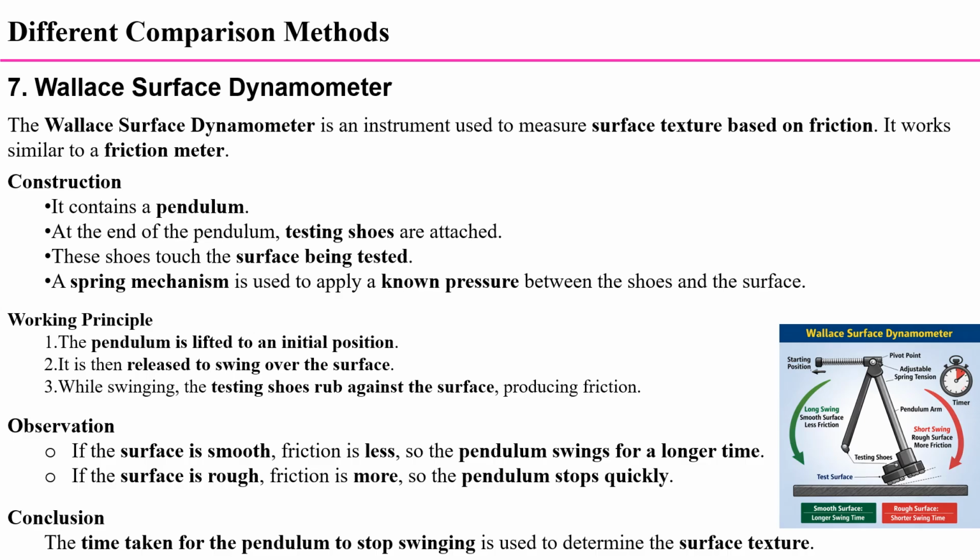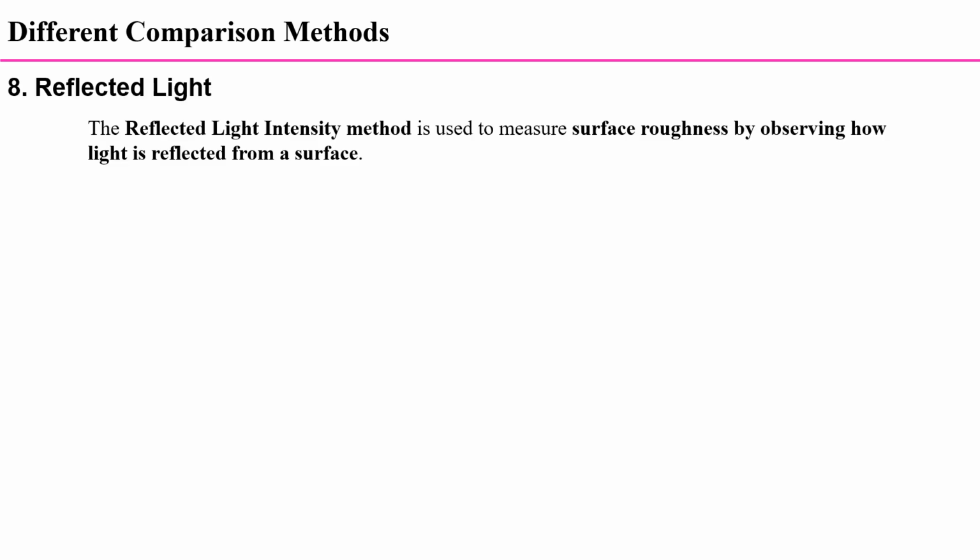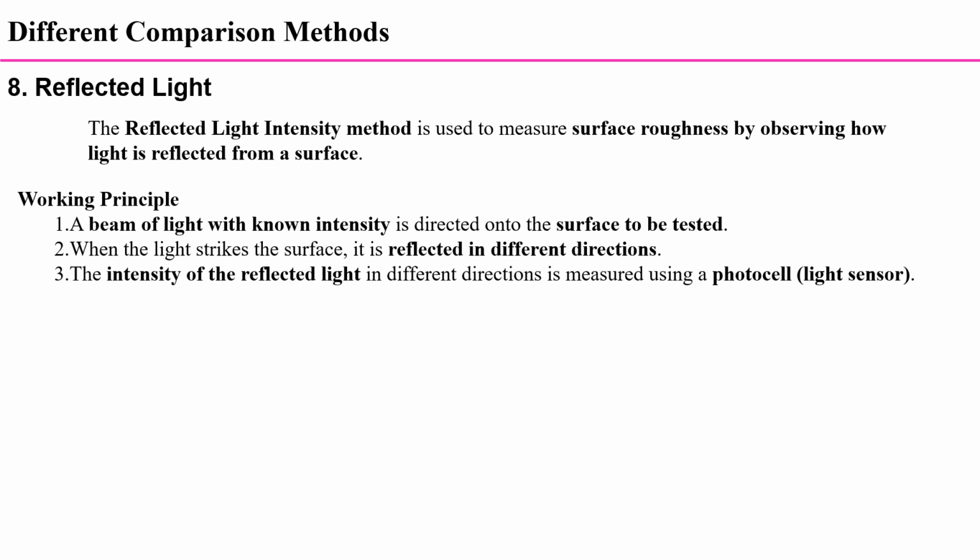So the final conclusion of this method is that the time taken for the pendulum to stop swinging is used to determine the surface texture. Next we will discuss another method, reflected light. The reflected light intensity method is used to measure the surface roughness by observing how light is reflected from a surface. Let's see the working principle.